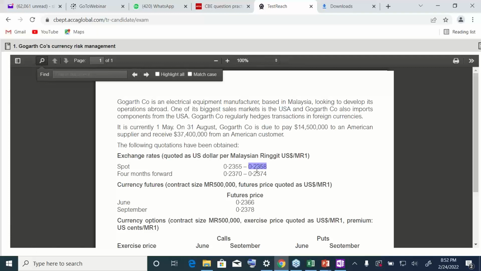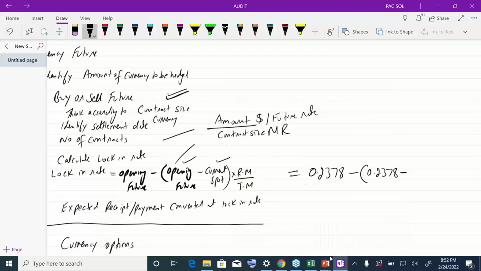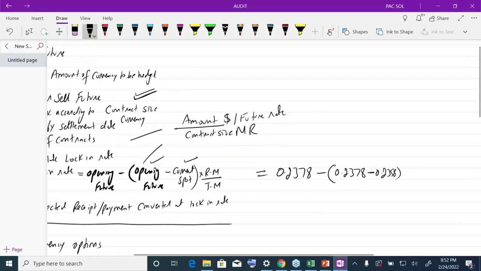0.2358. Sir, why are you using the higher rate? Because it is a case of receipt. In receipt, you will always divide with the higher rate, 0.2358. So 0.2358 into remaining months.